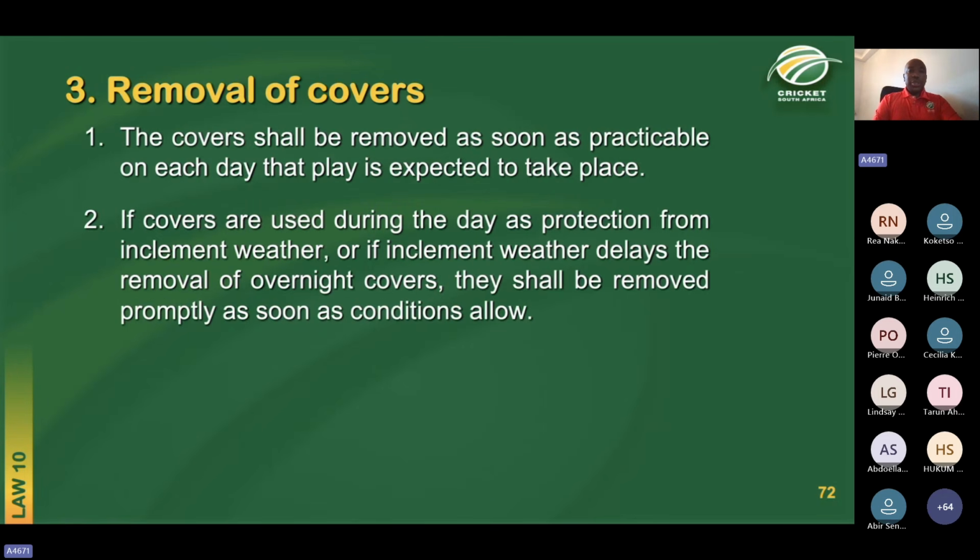If covers are used during the day as protection from inclement weather, or if inclement weather delays the removal of overnight covers, they shall be removed as soon as conditions allow. So we always try and let the pitch breathe for as long as possible. So when the ground staff arrives early morning before the start of a day's play, they will remove the covers as soon as possible if the weather is good.